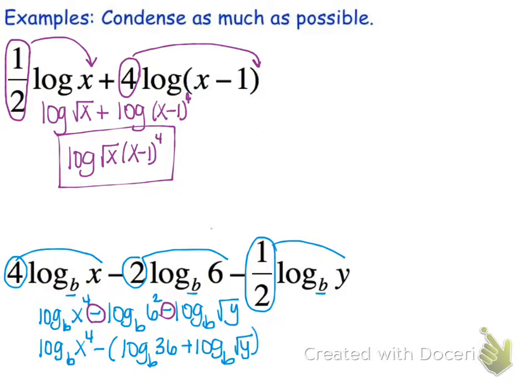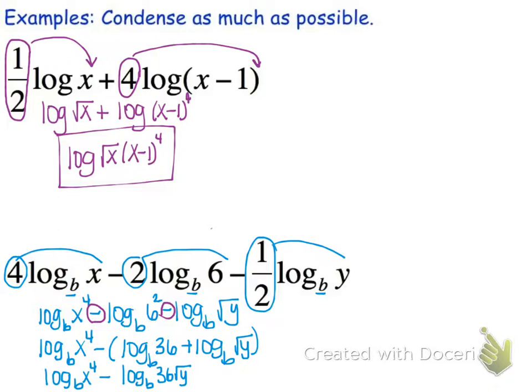Now by doing that, you can see that we're going to get a product rule inside the parentheses there. So let's rewrite that with the product rule. We'll have log base b of x to the 4th minus, and then we'll get log base b of 36 times the square root of y.